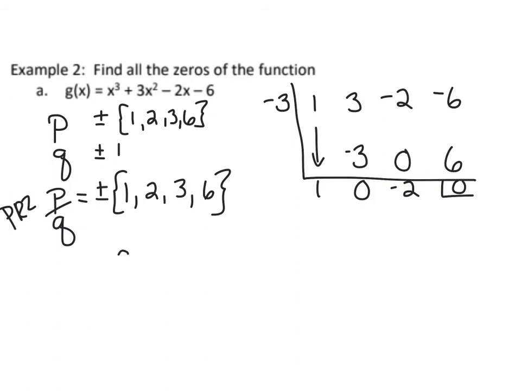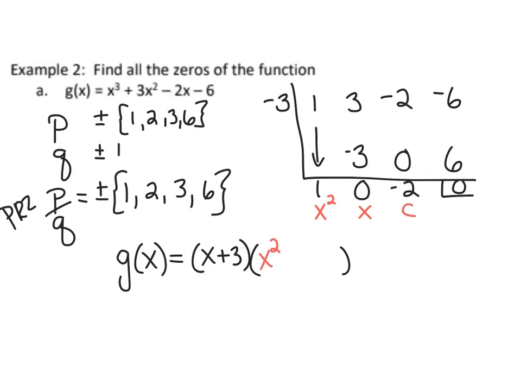So here's what I know. Since -3 is a 0 of g of x, the factor would have been x plus 3. And what do I have left? I've got this little depressed polynomial here. This would be my squared term, my linear term, and my constant. So I would have x squared minus 2 remaining.